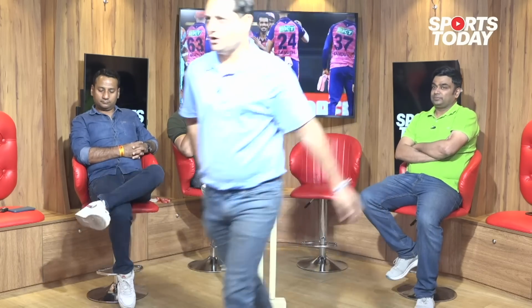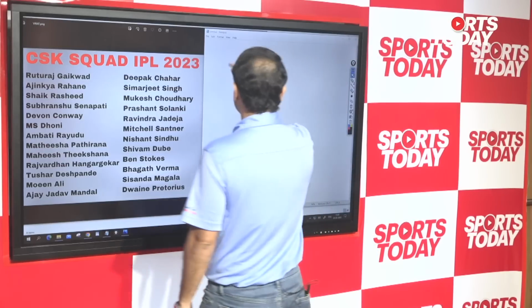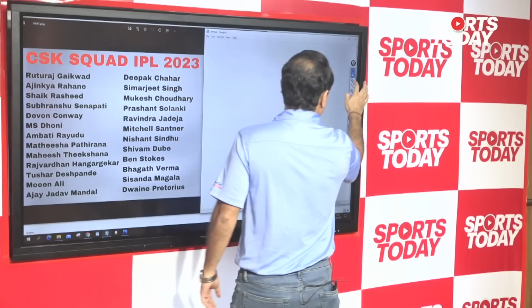So this is the rule, on the macro level. Now we'll try and do some simulation. First, forget the toss or anything. If I was to ask you to pick your 11, CSK likely 11. Easy, no?